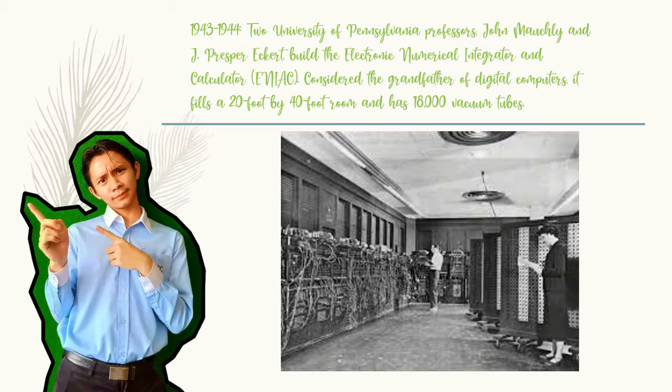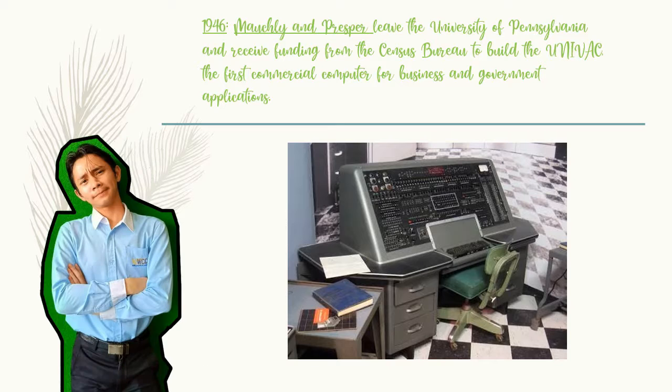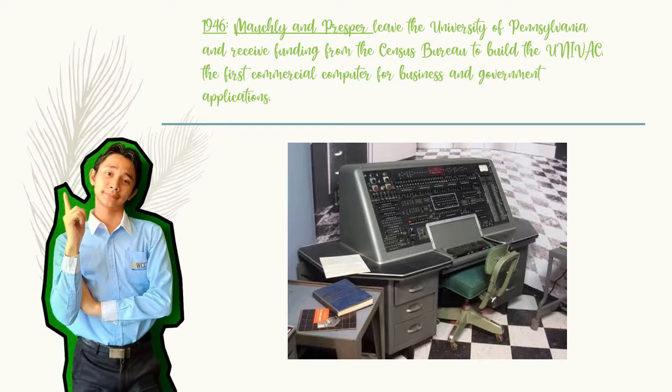Next slide. In 1946, Mauchly and Presper leave the University of Pennsylvania and receive funding from the Census Bureau to build the UNIVAC, the first commercial computer for business and government applications. As you can see, there are many buttons, and that is what the early computers of that time looked like.